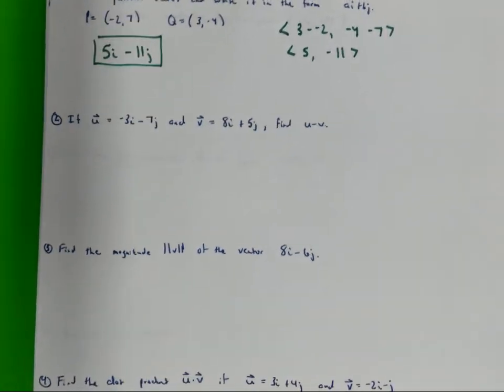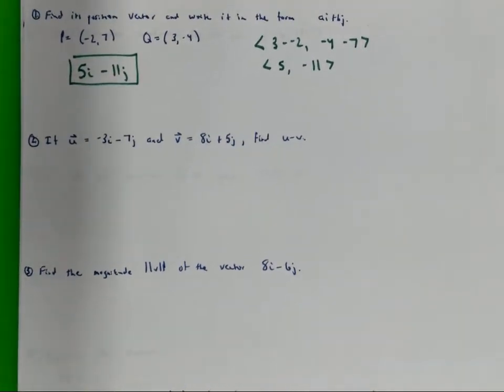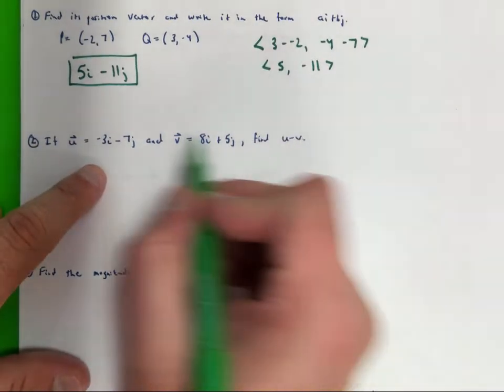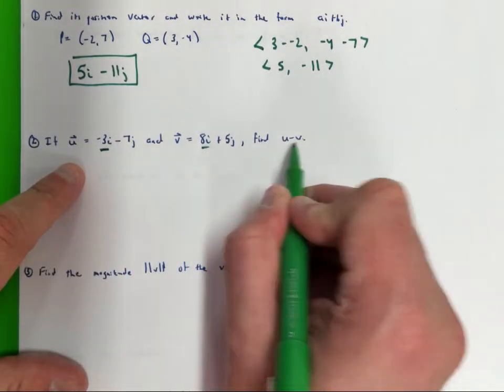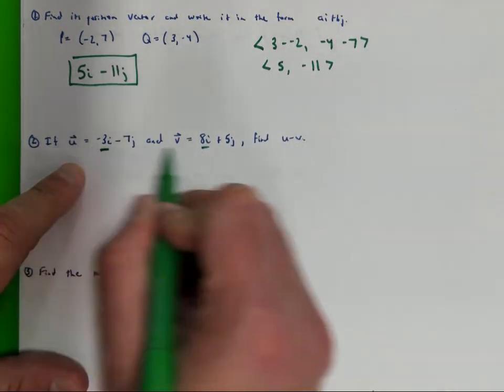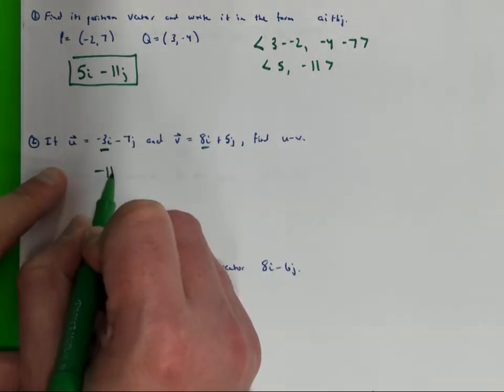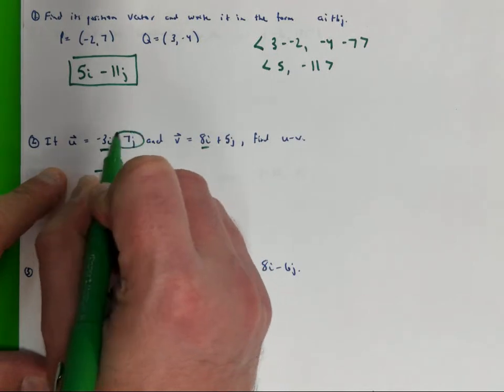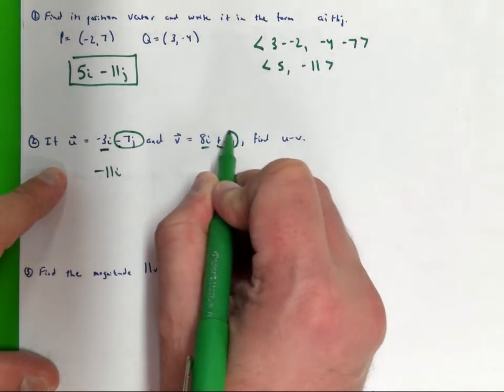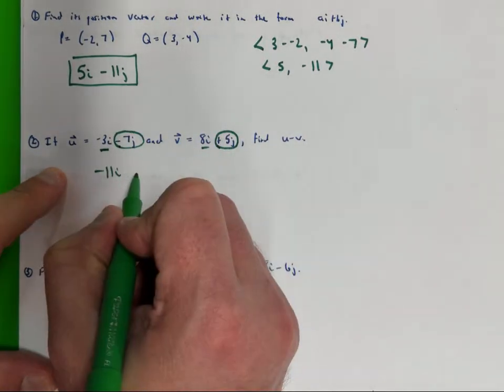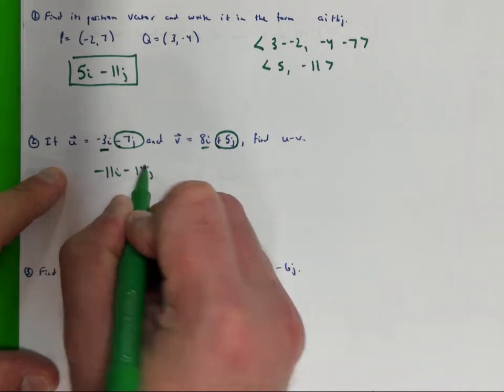Alright, number 2, it says if vector u is negative 3i minus 7j and vector v is 8i plus 5j, find u minus v. Okay? So you're going to subtract the components. If I'm saying u minus v, negative 3i minus 8i will be negative 11i. Negative 7j minus 5j would be negative 12j.